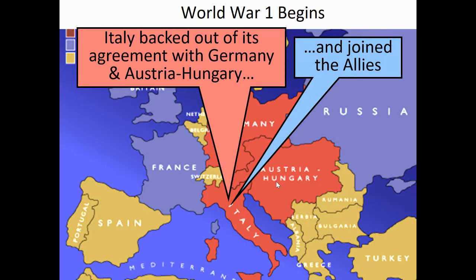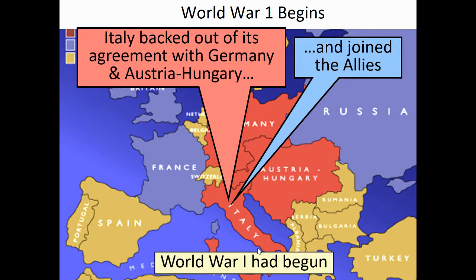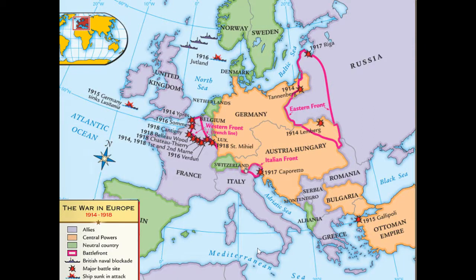Italy backs out of their original agreement to be on Germany and Austria-Hungary's side and joins the Allies. So if we were actually coloring in a map, we would cross this out right here in red, and we would turn it to purple. And now you've got World War I. Okay, I realize that that's a lot. So if you want to go back through that and watch that one more time, while you won't necessarily have to remember every tiny detail there, I think it might be wise, if you weren't following along easily, to go back and do that one more time.